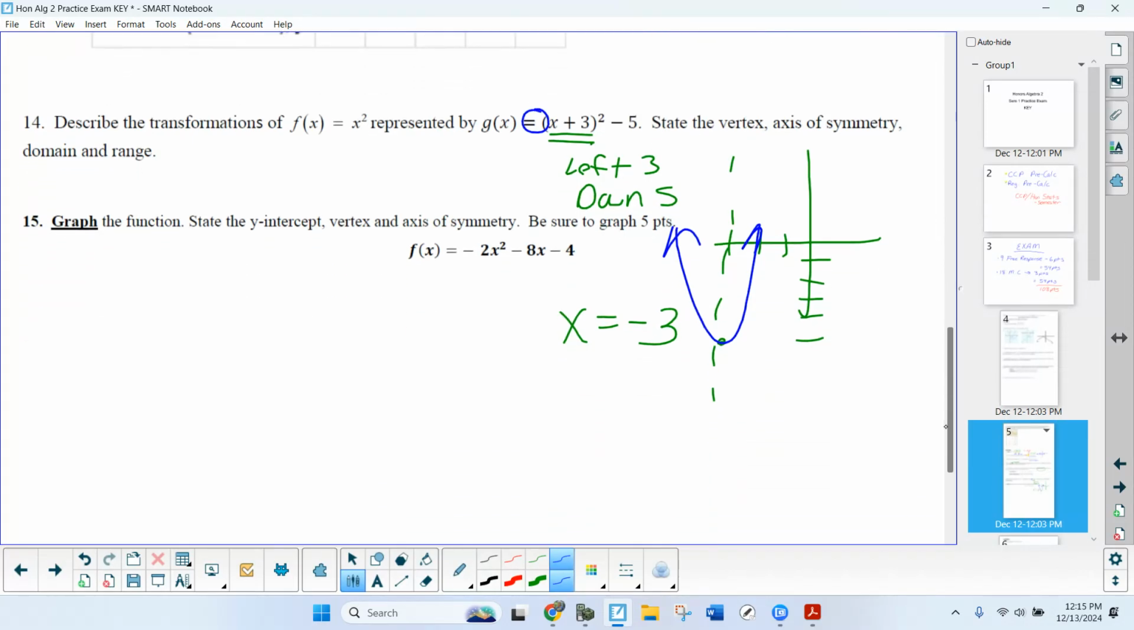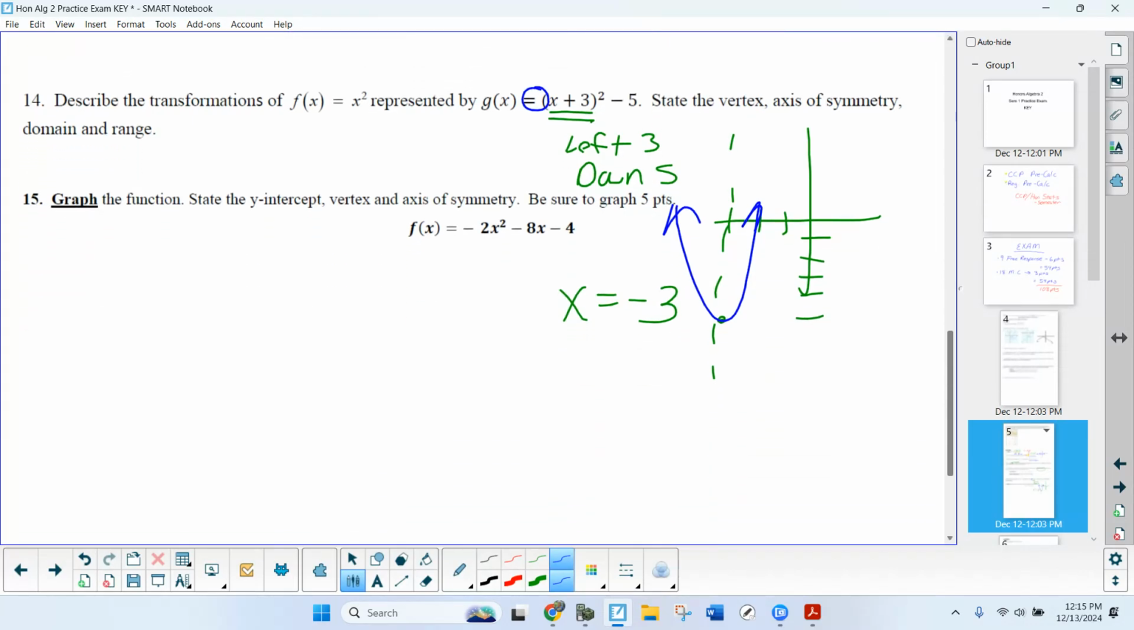Okay. And then the last one, number 15, graph the function. And I kind of led you through what to do. What's the y-intercept? Negative 4. How do you find the vertex and the axis of symmetry in standard form? Negative b over 2a. That gives you the x. That gives you not the vertex, the axis of symmetry. X equals the opposite of b over 2a.